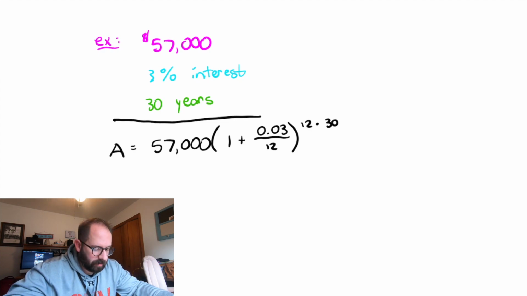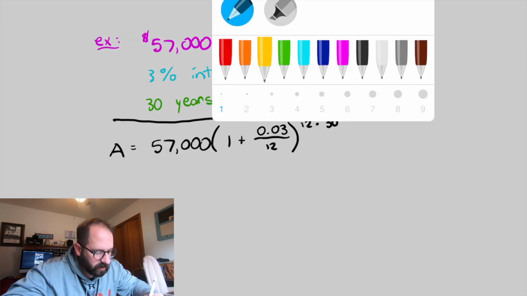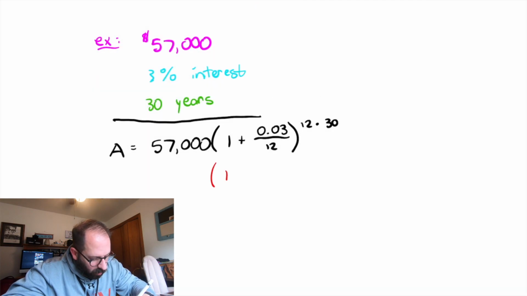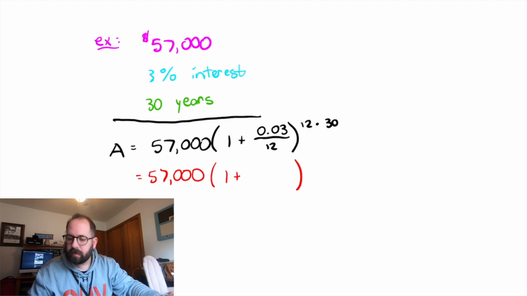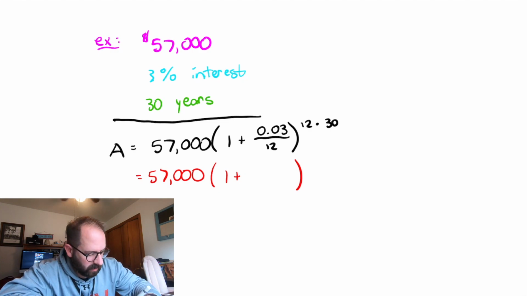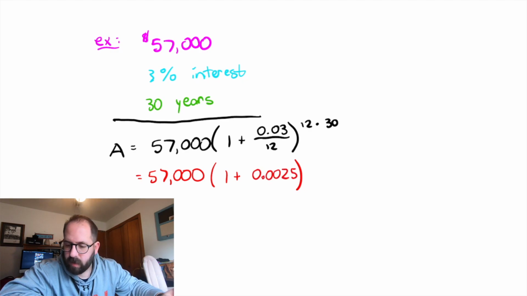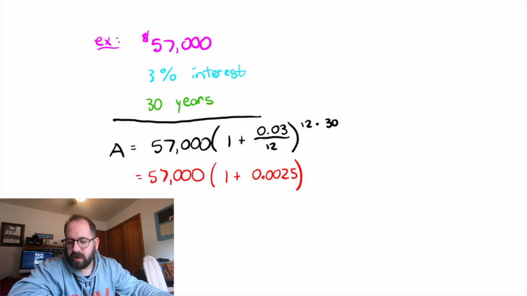All right. But again, doing the numbers here, I know some of you are getting calculators. I'm going to be dividing those decimals first. So the 1 plus. Now I'm going to divide that decimal on my calculator. The 0.03 divided by 12, I'm getting 0.0025. That's 0.03 divided by 12.